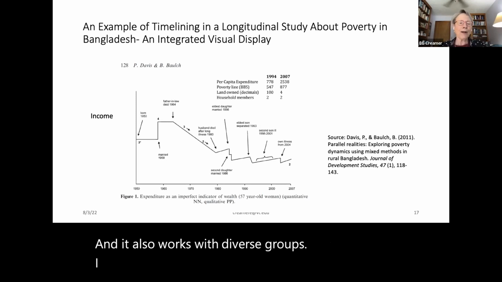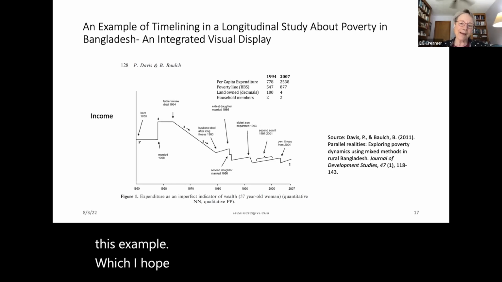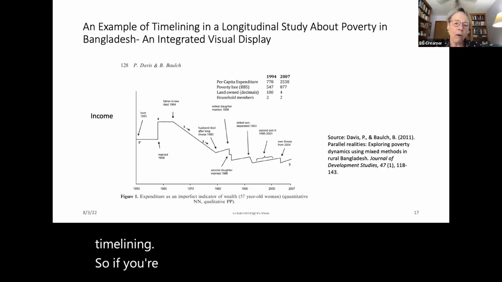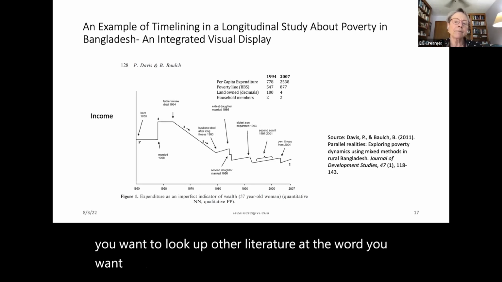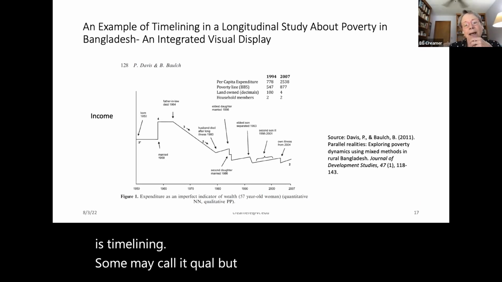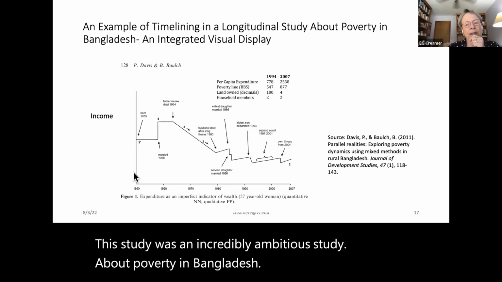Now, I want to show you something very, very unusual about this example, which I hope will spur some thinking in you. Let me explain it, because you could do the same thing if you use timelining. If you want to look up other literature, the word you want is timelining. Some may call it qual, but you can quantify a timeline. This study was an incredibly ambitious study about poverty in Bangladesh.